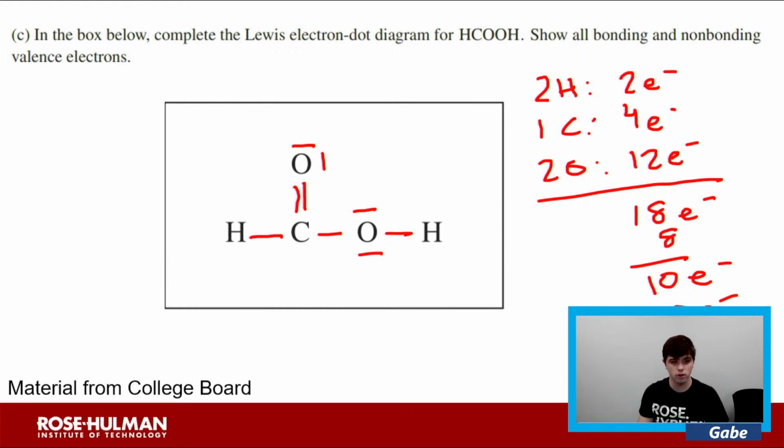So how do we know that this is the true electron dot diagram for our methanoic acid? Well, we need to look at the formal charges of each element that is inside the electron dot diagram. The formal charge is essentially based on the number of valence electrons that we have in our elements. So hydrogen is 1, oxygen is 6, and carbon is 4.